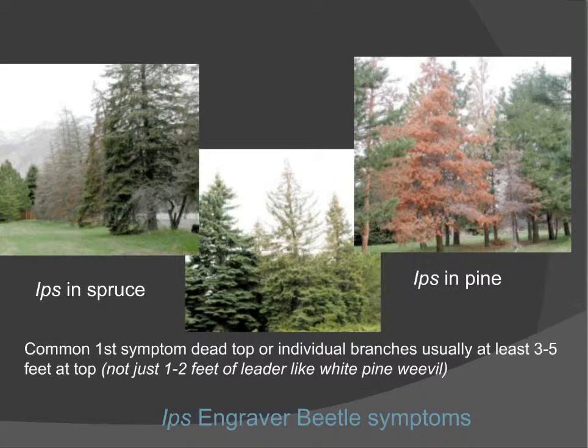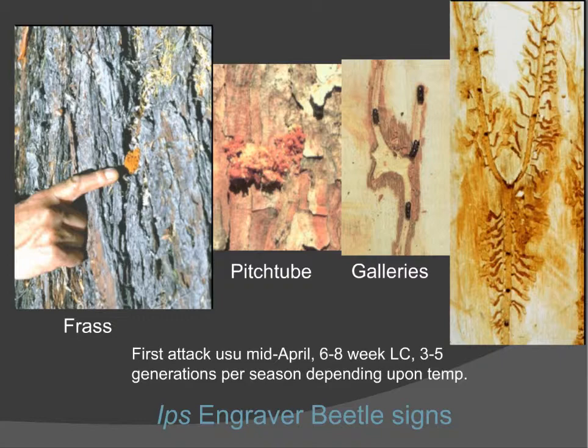Some of the first symptoms are a dead top or individual branches. Now, the dead top is different than what I was talking about earlier with white pine weevil in that it's usually 3 to 5 feet up the top. By the time you notice the top going, the beetle has moved on and attacked lower down in the tree or another tree. So this is just some photos of the frass there, sort of an orange dust, pitch tubes, galleries.